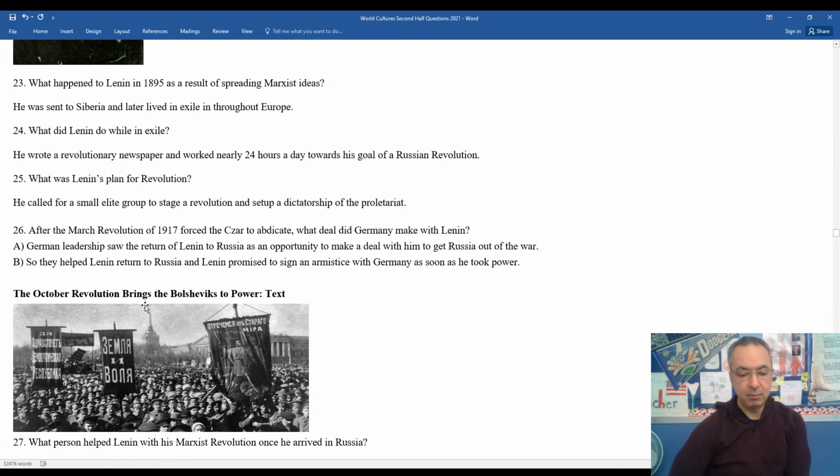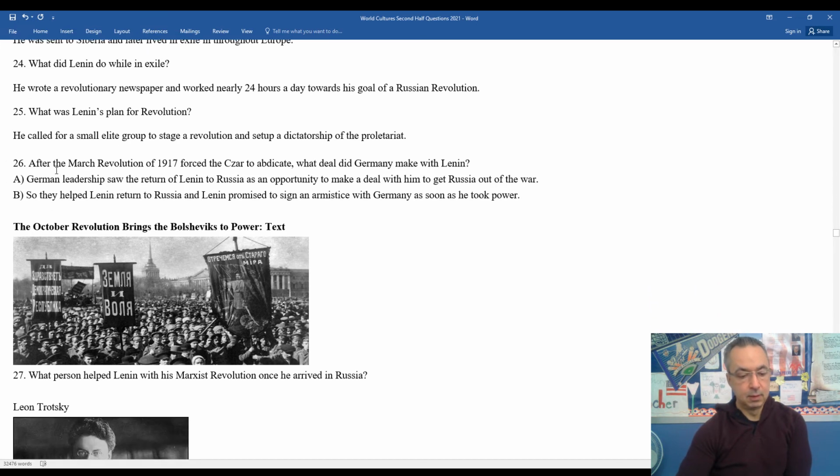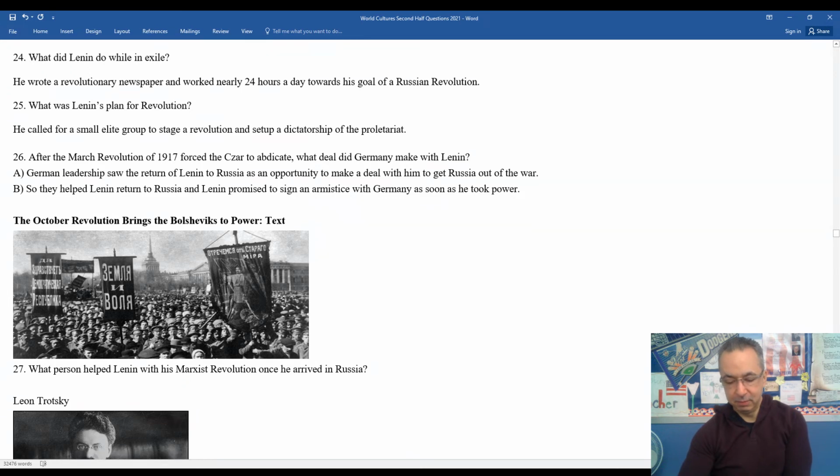27, what person helped Lenin with his Marxist revolution once he arrived in Russia? It's kind of a key co-conspirator in regard to the Russian Revolution or the Marxist Revolution, Leon Trotsky. Leon Trotsky. See him pictured down below, his imagery slowly but surely appearing on the screen.